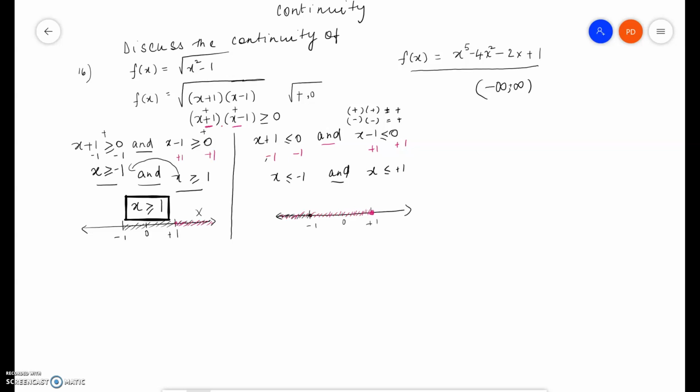So for both to be true, let's see the overlap. For both to be true, we need to make sure that x is less than or equal to the smaller of the two numbers. If x is to the left of x equals negative 1, we can be sure that it is to the left of positive 1 as well, which means if x is less than or equal to negative 1, we can be sure that it is less than positive 1 as well.